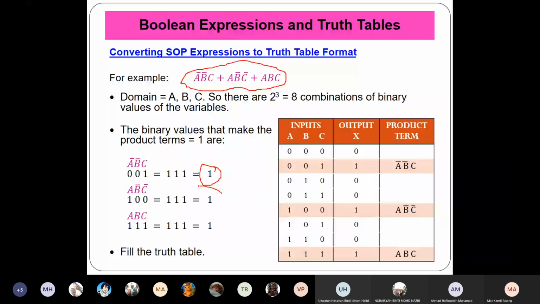Okay. So which is 0, 0, 1 here, 1, 0, 0 here, and 1, 1, 1 here. So the rest are 0. This is how you construct a truth table from the Boolean expression. Any question? Very easy, right?